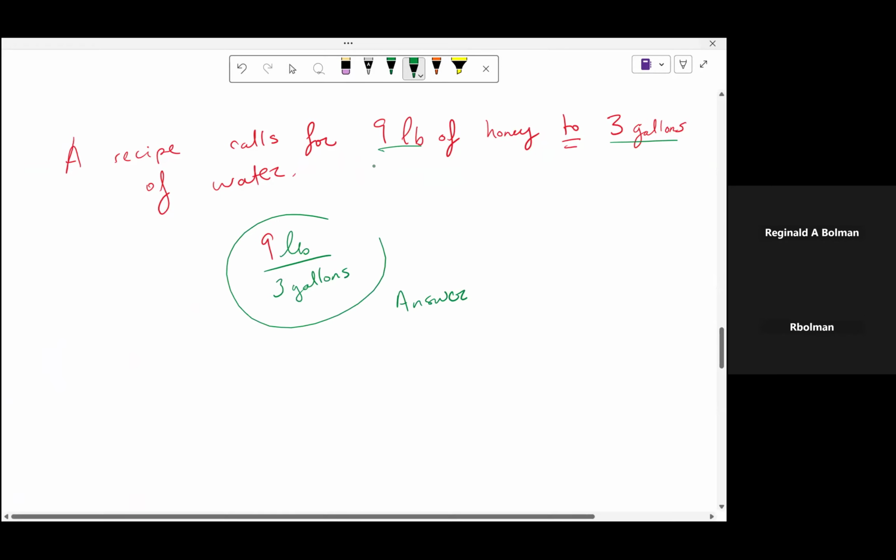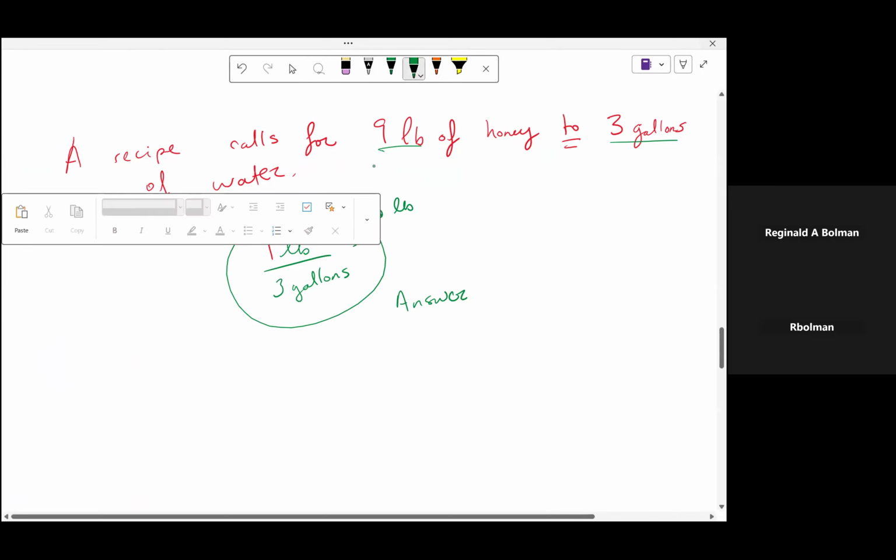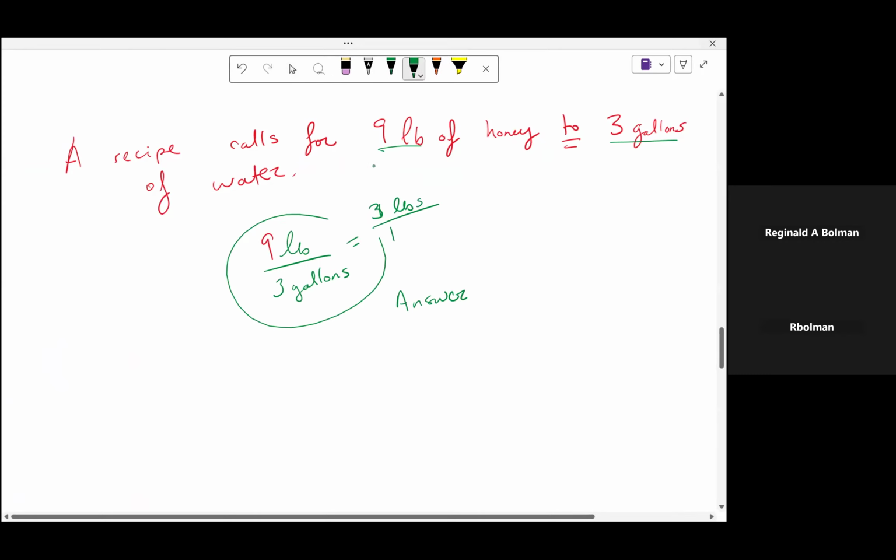Now you'll note that 9 pounds to 3 gallons is going to be equivalent to, if we had simplified this fraction, 9 divided by 3 gives you 3. So we'd have 3 pounds to 1 gallon. And that's probably the best answer.